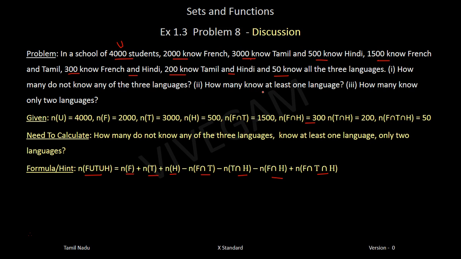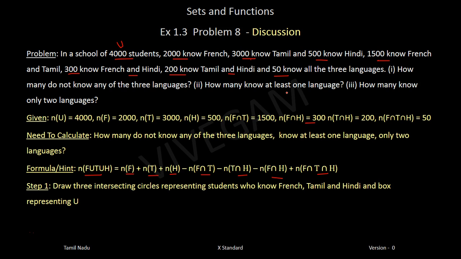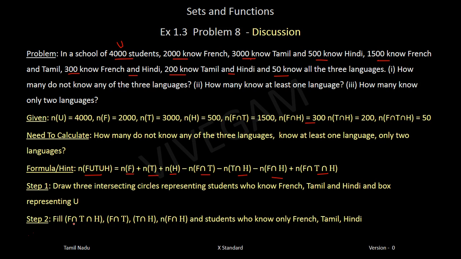For all these things, it's better done using a Venn diagram. The whole thing you can do using a Venn diagram. Draw three intersecting circles representing students who know French, Tamil and Hindi, and a box around it representing U. First, we fill only the intersection, F intersection T intersection H, all three languages, that is 50. Then mark F intersection T, Tamil and Hindi, French and Hindi, and then using the total number of students, you'll be able to calculate who know only French, only Tamil and only Hindi, and that is how you'll do it using your Venn diagram.